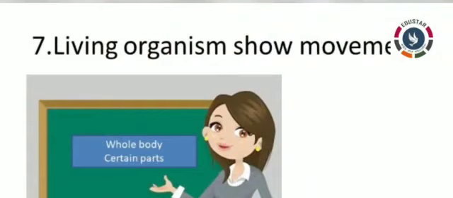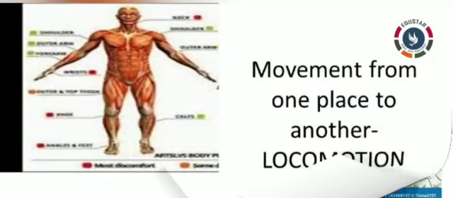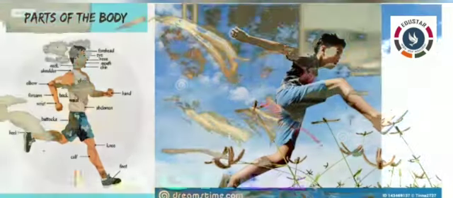All living organisms move. The movement may occur in the whole body of the organism or in certain parts. The movement of an organism from one place to another is called locomotion. Locomotion involves walking, running, etc. The change in the position of any part of the body with respect to its axis is called movement. Example, when you agree or disagree with someone, you shake your head. This shaking of the head is called movement of the head.